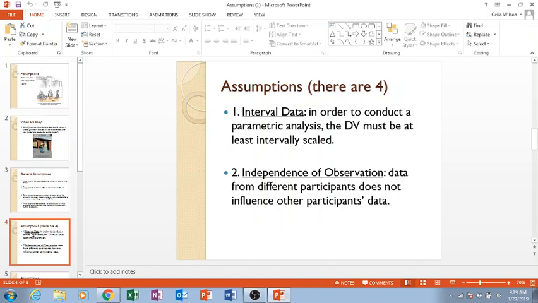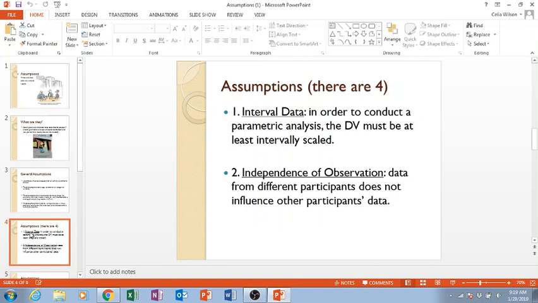Okay, so whatever that outcome is, maybe you are looking at a self-efficacy measure of first-year teachers. Well, that self-efficacy measure you select needs to be scored at an interval level. Okay? The second one is what we call independence of observation. And this assumption says data from different participants does not influence other participants' data.